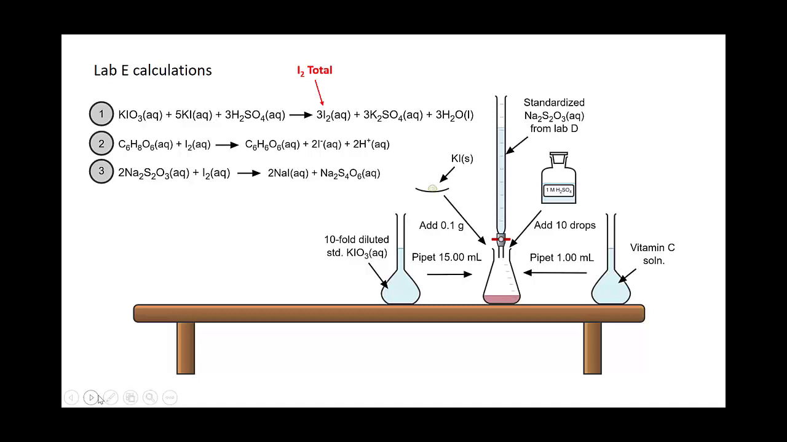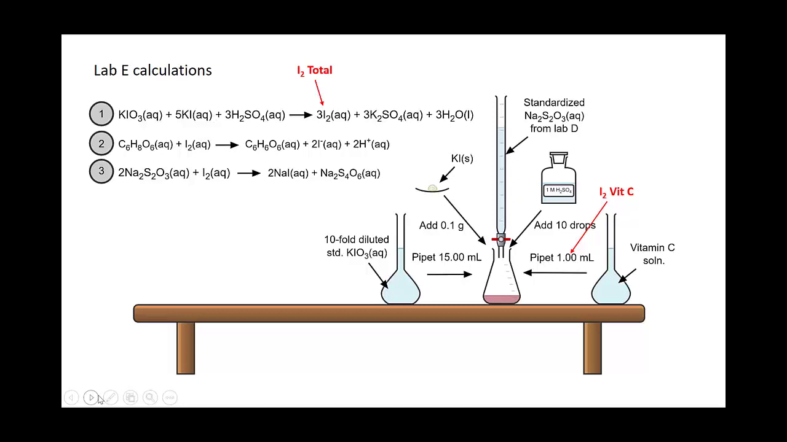In addition to adding the potassium iodate, we're also adding the vitamin C solution. Vitamin C reacts with I2 according to equation number 2. So some of that I2 total will be consumed by the vitamin C solution.